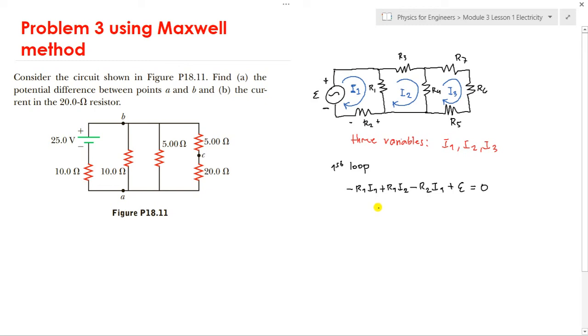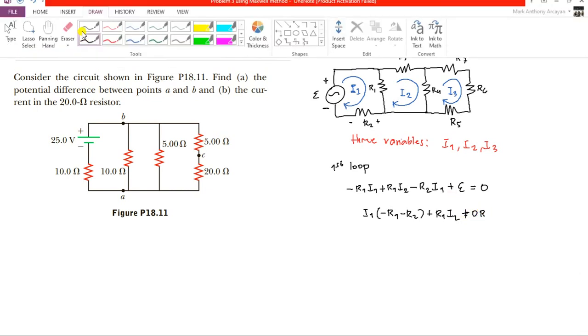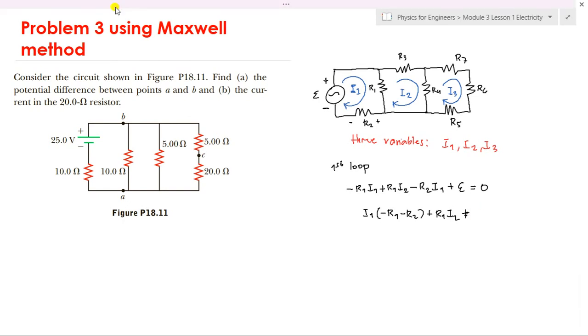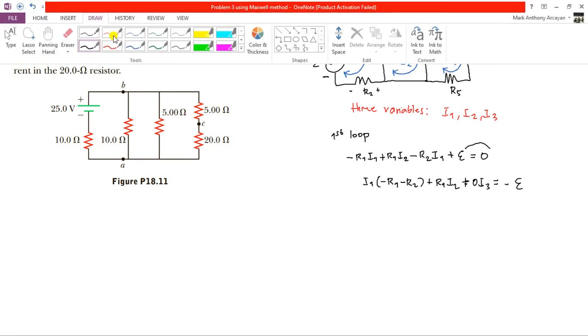So we already have our first equation, and combining, for I1 we have negative R1 minus R2, and then plus R1 I2 plus 0 I3, since I3 is not in this loop, so plus 0 I3, transposing E because it is a constant, that is negative E. So that is the equation generated for the first loop. Now let's go with the second loop.